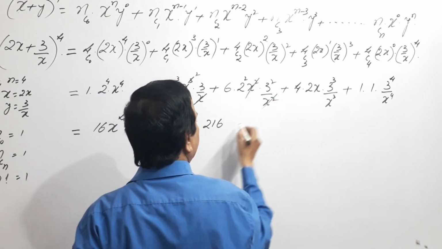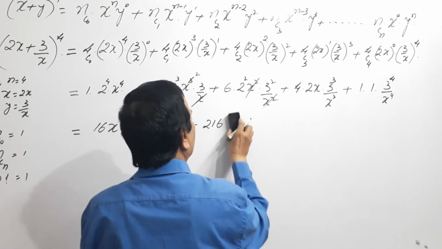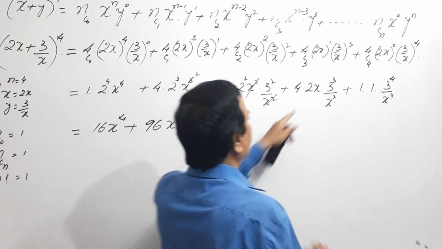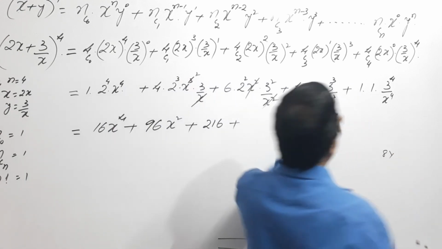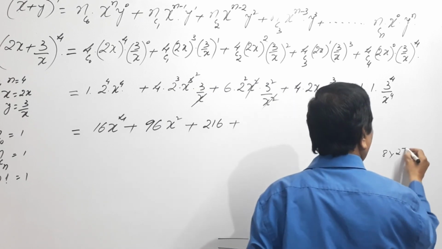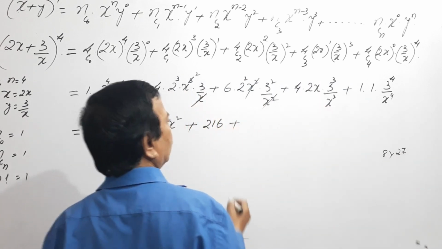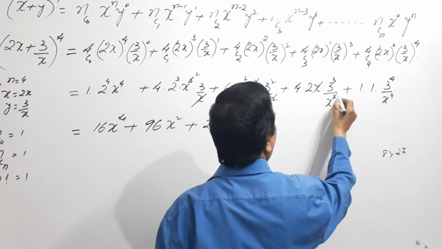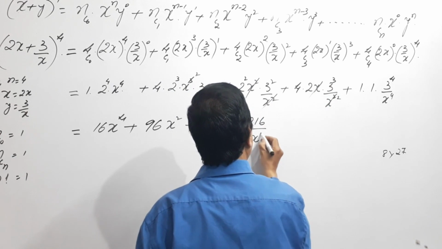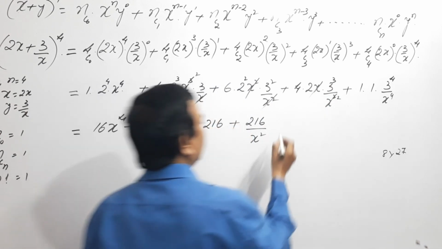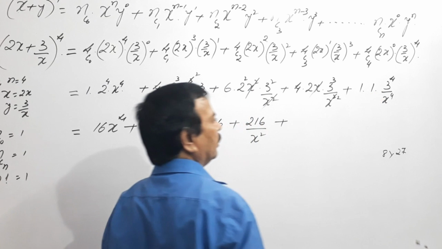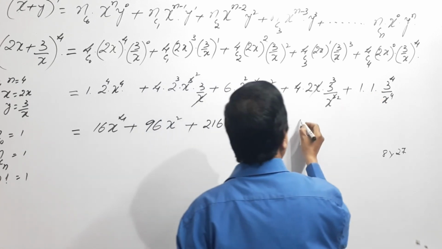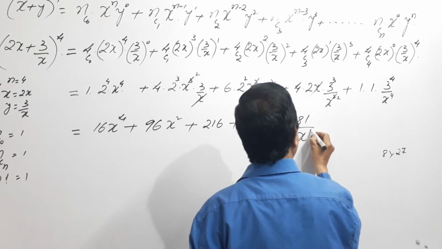So this x cancels. So plus 4 2s are 8, 3 3s are 9, 9 3s are 27. So again this is 216, so 1 here cancels, it becomes square, so by x square, plus 3 3s are 9, 9 3s are 27, 27 3s are 81. 81 by x to the power of 4.